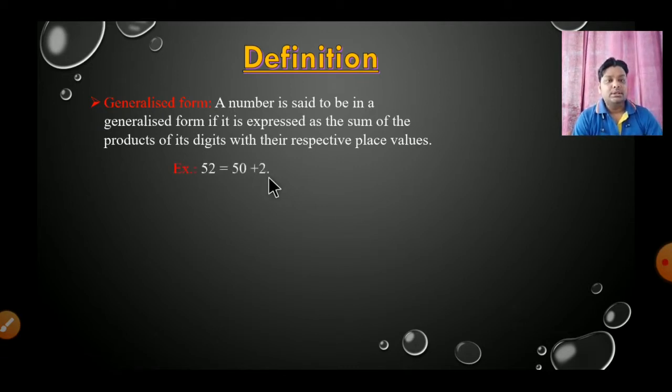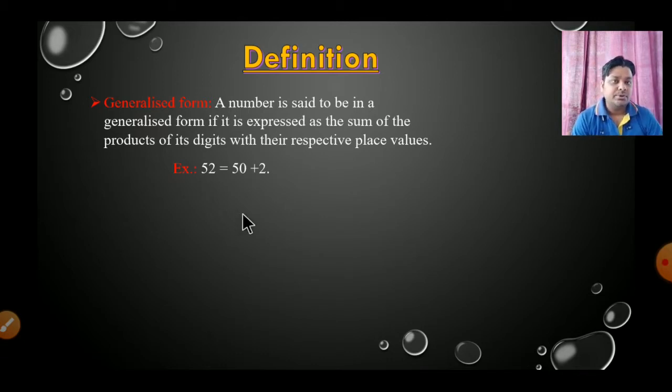If you write 52 in expanded form, then you can write it as 50 plus 2, because 5 is at the tens place, so we will multiply it with 10, and 2 is at the unit place, so we will multiply it with 1. So 50 plus 2 is the expanded form, or we can say the generalized form of 52. So if a question asks you to write a two digit or three digit number in generalized form or expanded form, then we can write it like this.